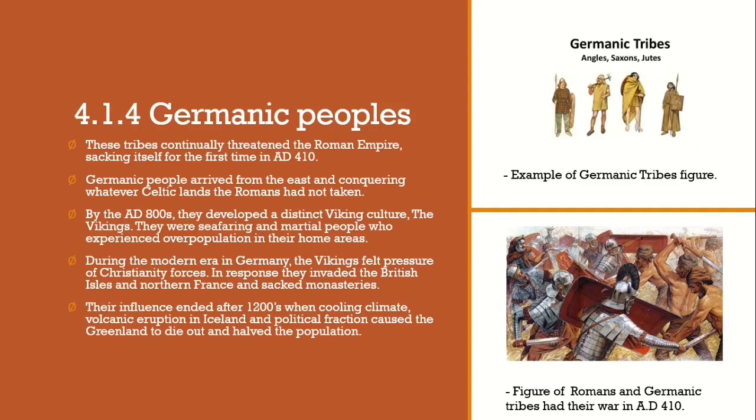Their influence ended after the 1200s, when a cooling climate, a volcanic eruption in Iceland, and political friction caused Greenland to die out and halve the population. So the Vikings' influence ended after the 1200s, when a cooling climate, a volcanic eruption in Iceland, and also political friction caused the Vikings to die out and halved their population. So this figure shows the Romans and Germanic tribes at war in 410 AD, as I mentioned in the first point.